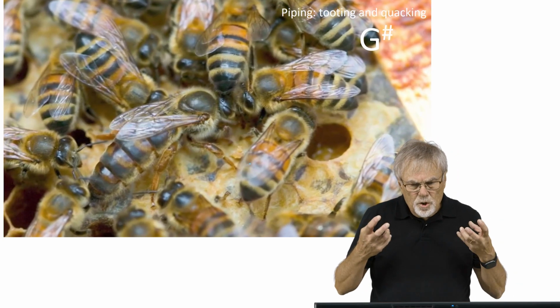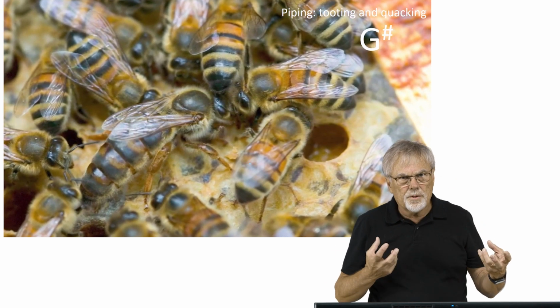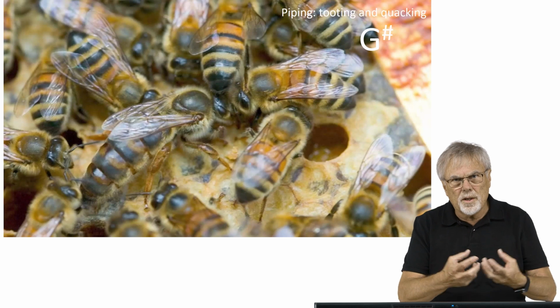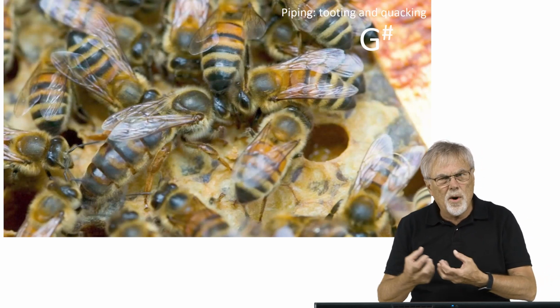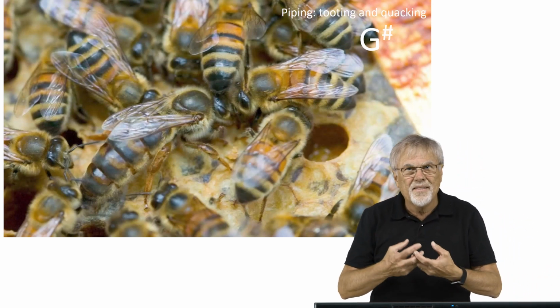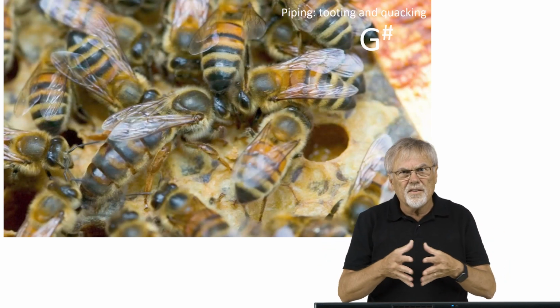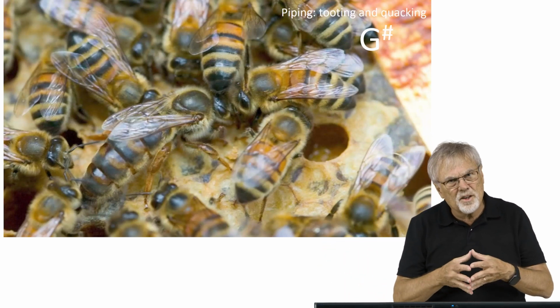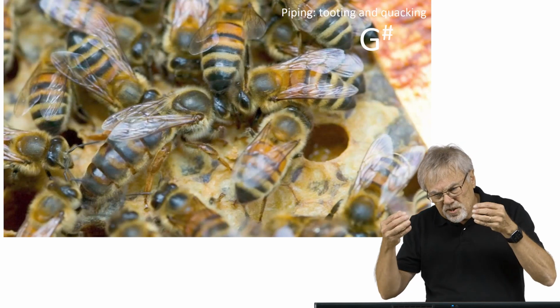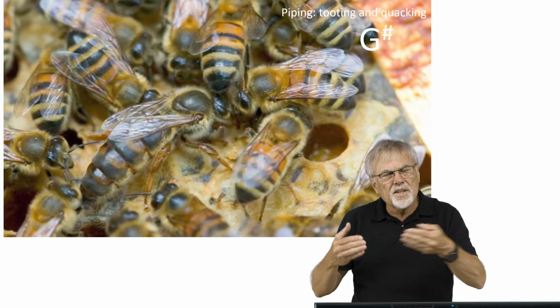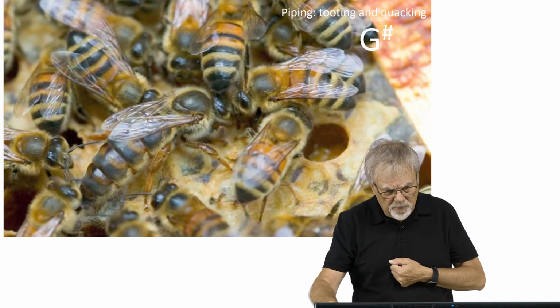You can hear two different kinds of sounds that are coming through. The first one you heard was the tooting, and then the second one was the quacking. The quacking actually sounds like a quack. And this is a song that's done in the key of G sharp. They've actually measured it and decided this is a G sharp song that these queens are singing to each other and to the workers.